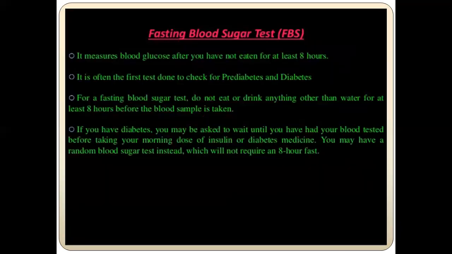Okay, so we can check during fasting time. In the fasting blood sugar test, how can we check, and what is this? It measures blood glucose after you have not eaten for at least 8 hours. Normally, when we should check, we check after 8 hours of fasting. Okay, and it is often the first test done to check for pre-diabetes and diabetes.